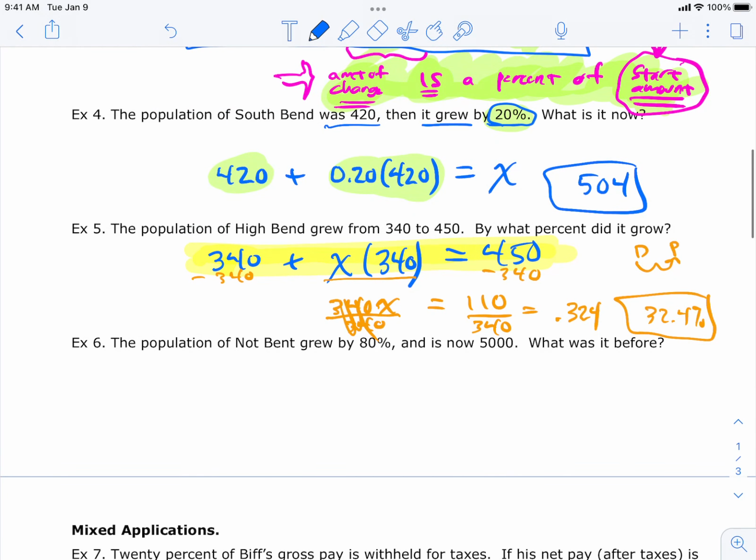Okay. And now for the one that can mess people up. Ready? The population of Not Bent grew by 80%, and it's now 5,000. What was it before?